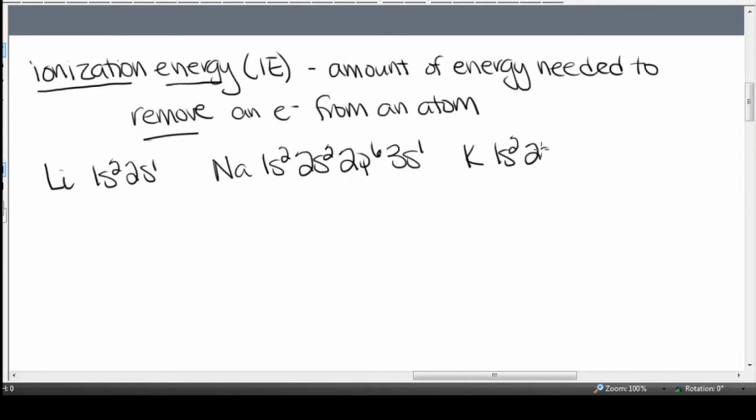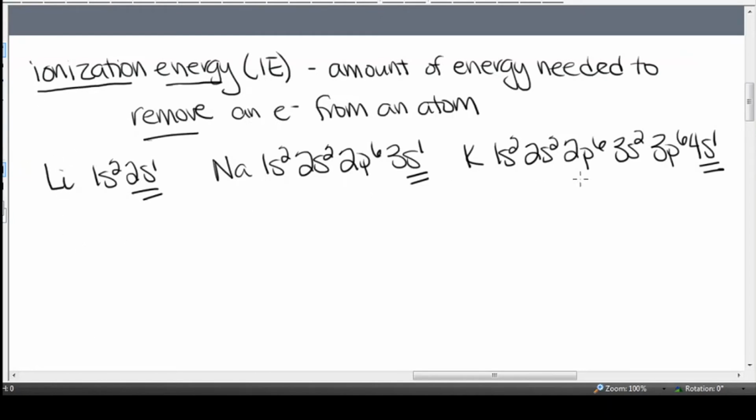1s2, 2s2, 2p6, 3s2, 3p6, 4s1. So the ionization energy is the energy needed to remove that electron from lithium, that electron from sodium, and that electron from potassium. And I want you to be looking at these electron configurations and also thinking about radius. So remember, when we go down a group, I guess I should have written this one down.